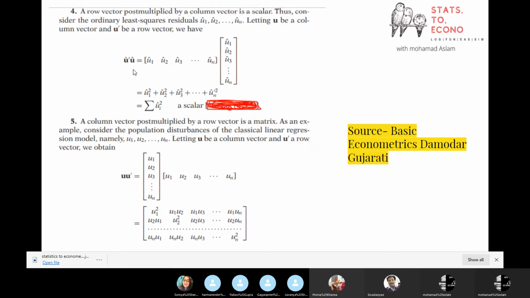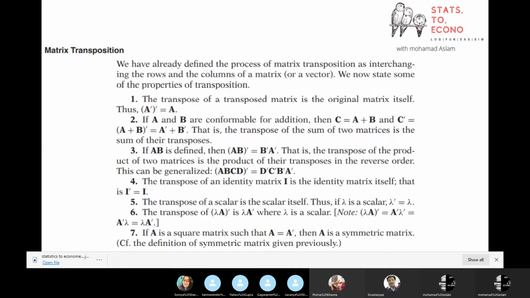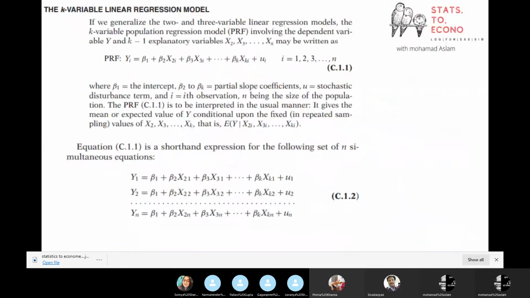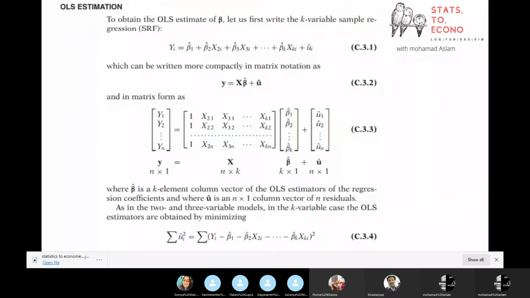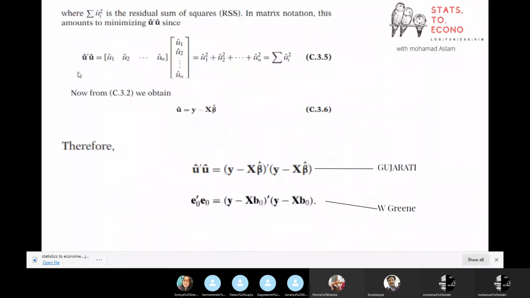That's why in matrices this order has a meaning. It's not that you can write u hat and then u hat transpose. No, it's not interchangeable, because the multiplication results will change. So how you write these multiplications matters in matrices. So this is the summation u hat square, and we have to minimize it.